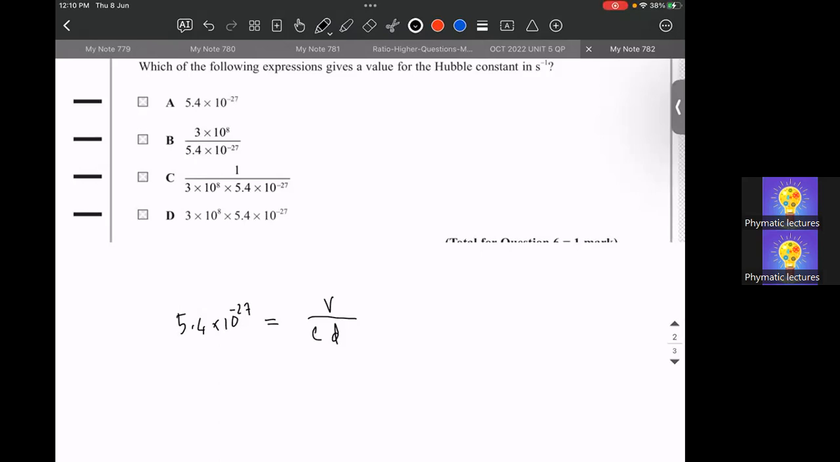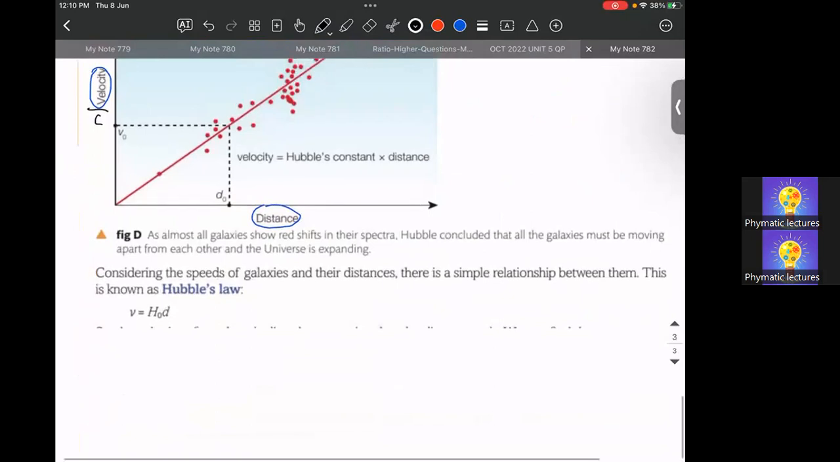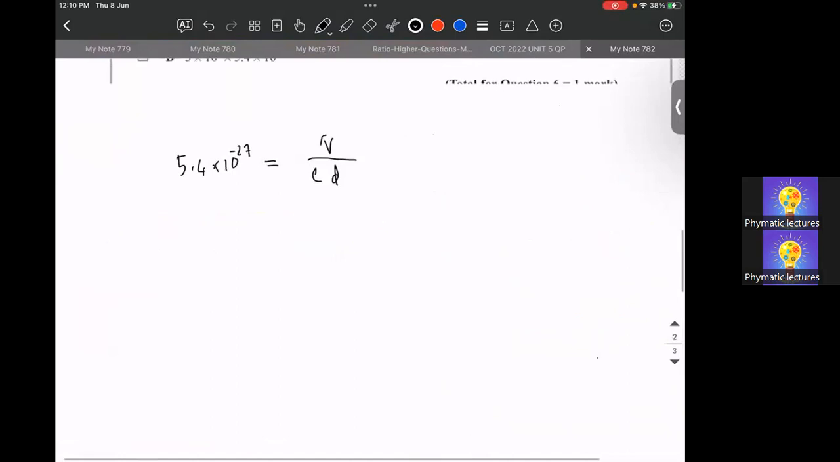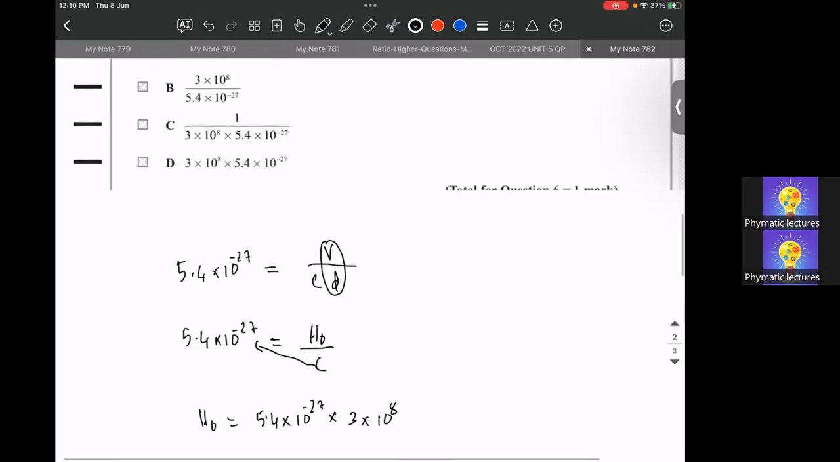Now, our aim is to find what is Hubble's constant. Correct? What is the definition of Hubble's constant? V is equal to H0 D. So V by D must be H0. Instead of V by D, we can plug in Hubble's constant. So 5.4 multiplied by 10 to the power of minus 27 is the Hubble constant divided by C. Therefore, the value of Hubble's constant H0 is 5.4 multiplied by 10 to the power of minus 27 into the speed of light, which is 3 times 10 to the power of 8.